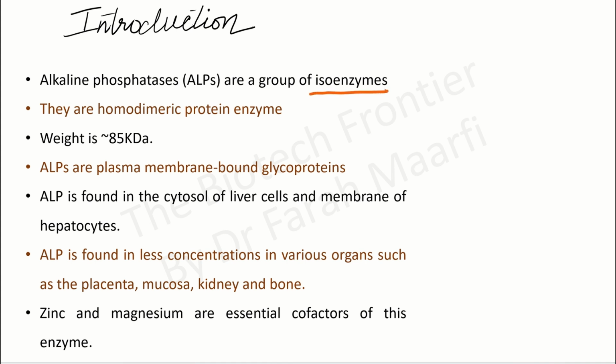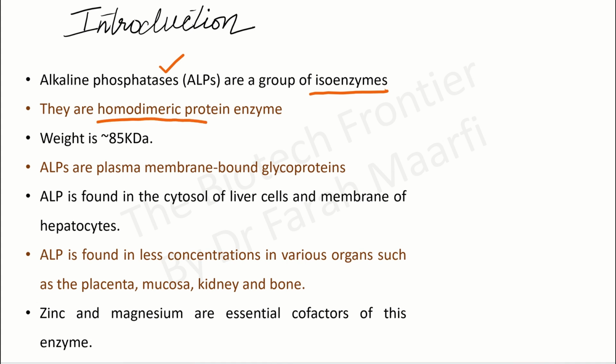What are isoenzymes? Isoenzymes are enzymes that have different forms of the same enzyme. Means these enzymes have different forms, but all the forms catalyze the same chemical reaction, right? They catalyze the same chemical reaction but exhibit different physical or biochemical properties.